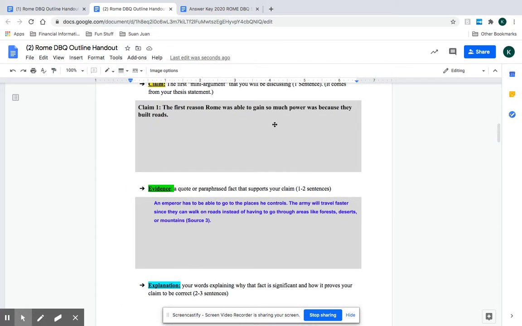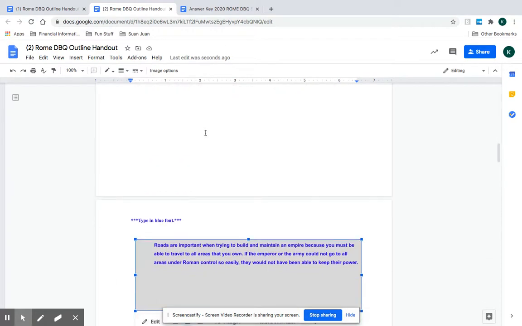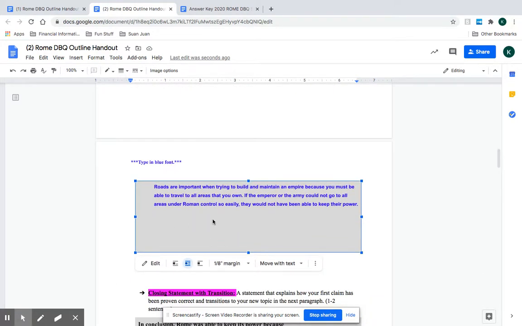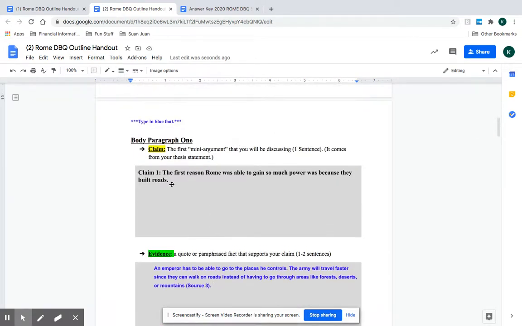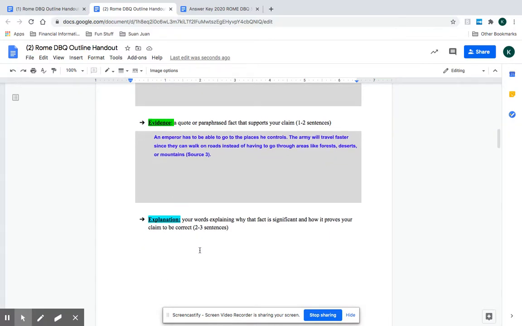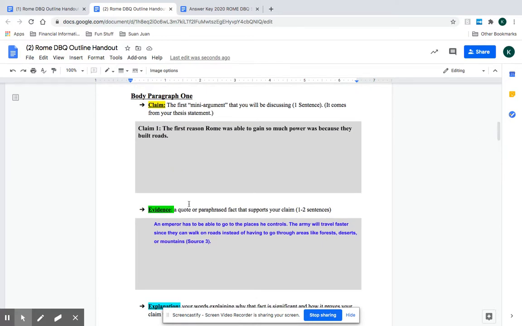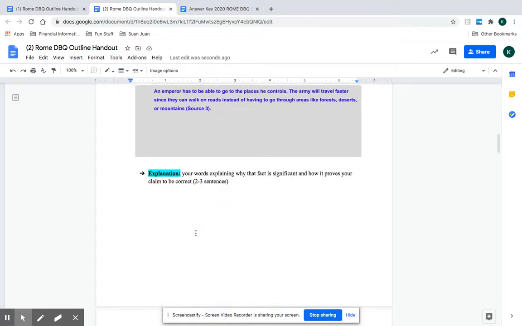I have told you my first reason. I have given you some evidence, and I have explained why my evidence proves that roads are important. So, evidence, explanation. My explanation should be the same amount or a little bit longer than the evidence. You never want to have more green than blue. Blue should always outshine what you copy from others.